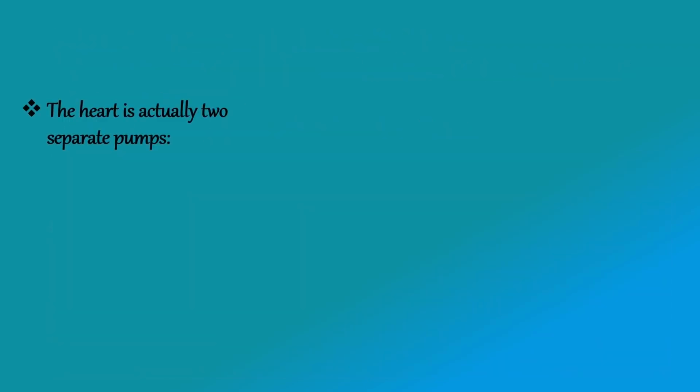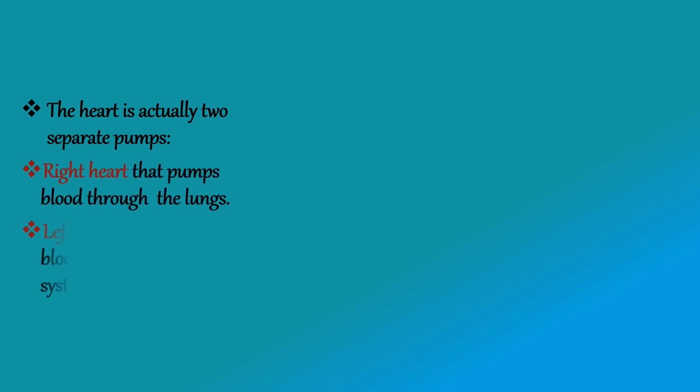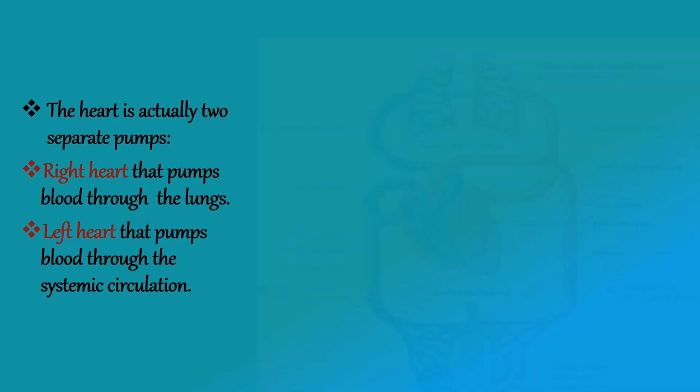The heart is actually two separate pumps. The right heart pumps blood through the lungs. The left heart pumps blood through the systemic circulation.